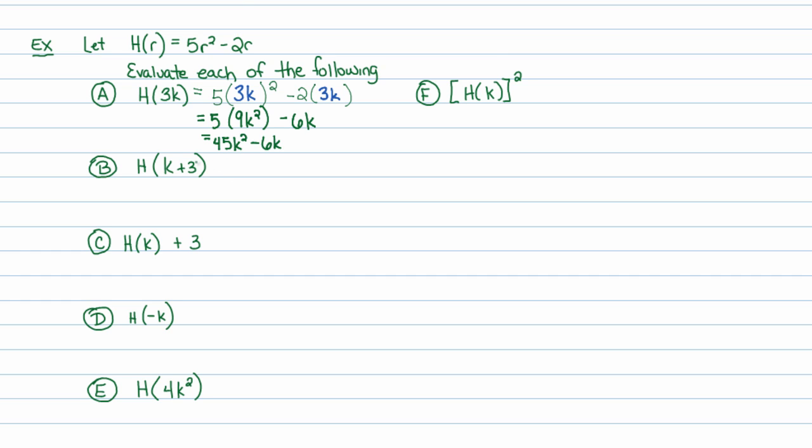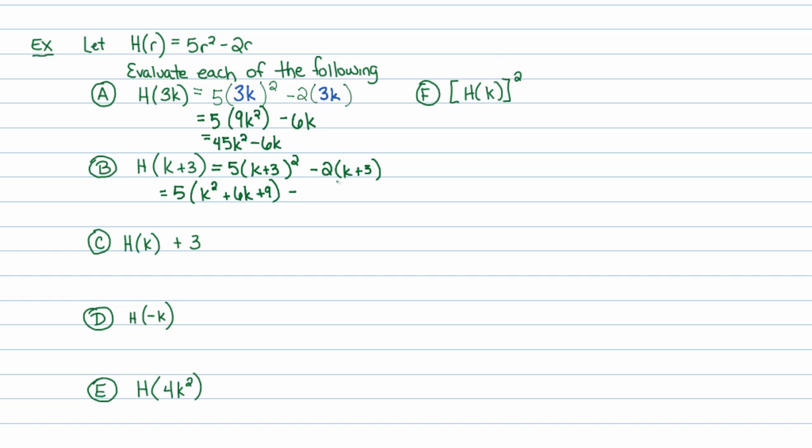If we're looking at h of k plus 3, again, the function looks like 5 times something being squared minus 2 times, well, something else. Instead of being r's, we're replacing everything that said r with k plus 3. And now we use a little bit of our algebra skills here. K plus 3 quantity squared is just going to be k squared plus 6k plus 9.